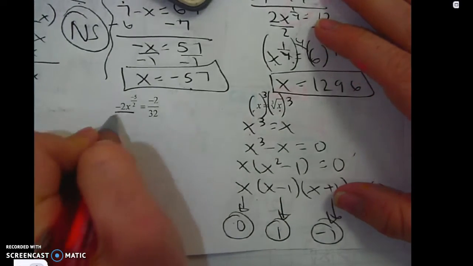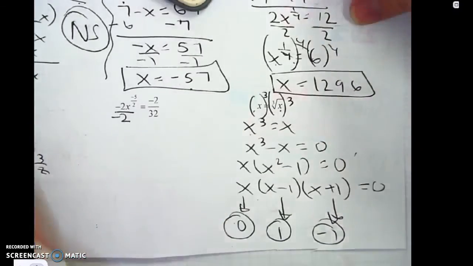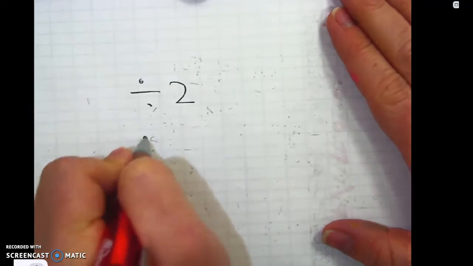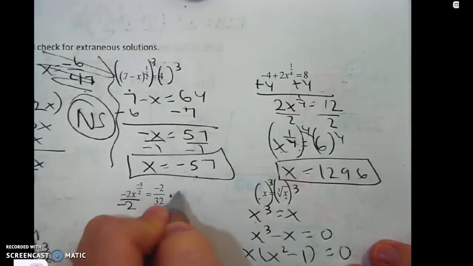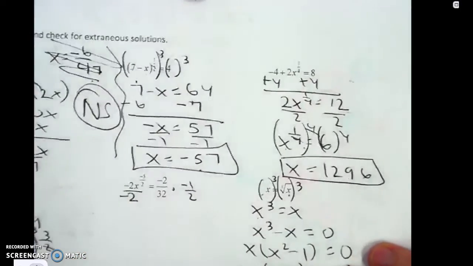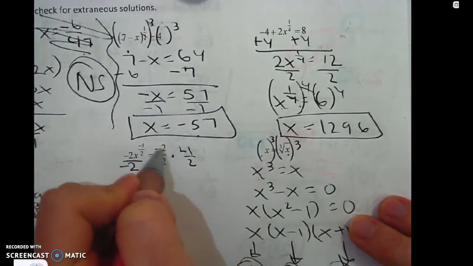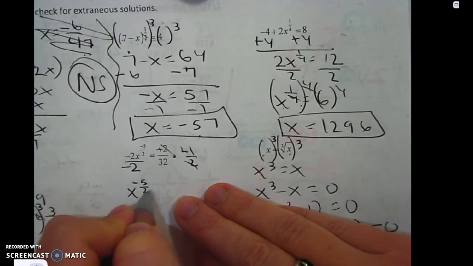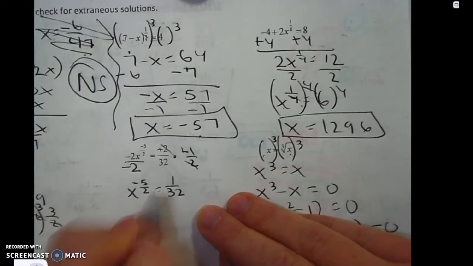All right, this is dividing by negative 2. When you divide by a number, you're really multiplying by the reciprocal. So that's what I'm going to do. I'm going to really multiply by negative 1/2. Okay? So those two negatives turn positive and the 2's are gone. I'm left with x to the negative 5/2 equals 1 over 32.